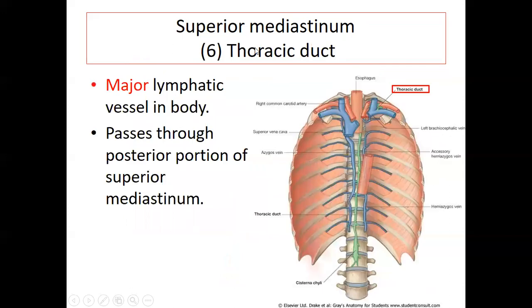And the other structure that is also present in the superior mediastinum is the thoracic duct. You can see here, this is the thoracic duct. It's a major lymphatic vessel in the body. It passes through the posterior portion of the superior mediastinum, so it is located at the back of the superior mediastinum.